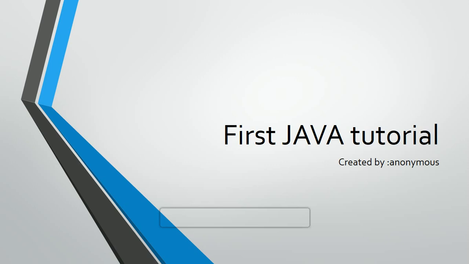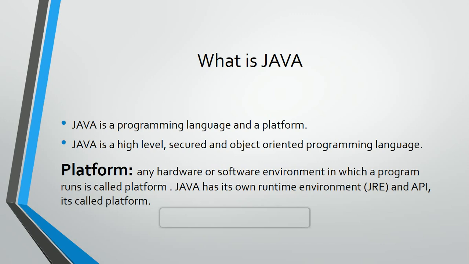First of all we will see what is Java. Java is a programming language and a platform. Java is a high-level, secure and object-oriented programming language. In fact, Java is considered as a pure object-oriented programming language, and it's considered as a secure programming language as compared to other programming languages.